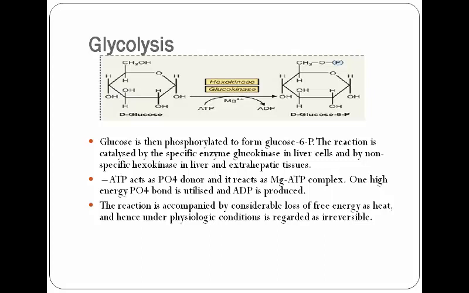1 ATP is utilized and 1 ADP is formed. As adenosine triphosphate is utilized, adenosine diphosphate is formed. So 1 phosphate group is attached at carbon 6 of the glucose molecule. As this reaction is accompanied by considerable loss of energy, it is an irreversible reaction.